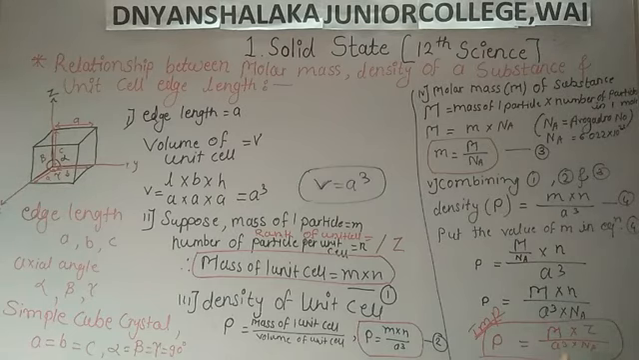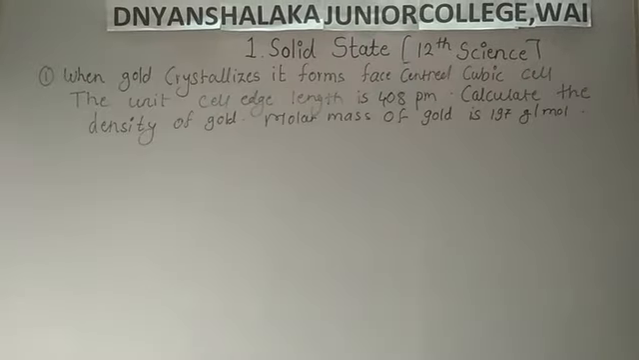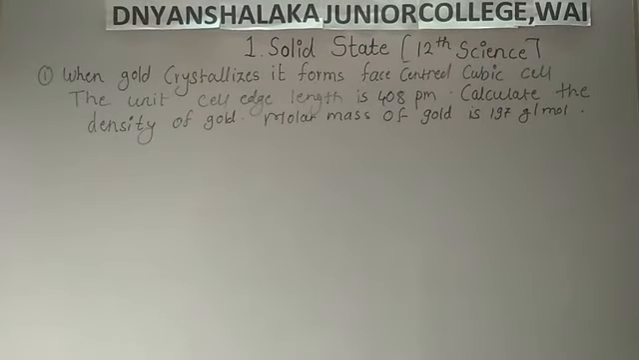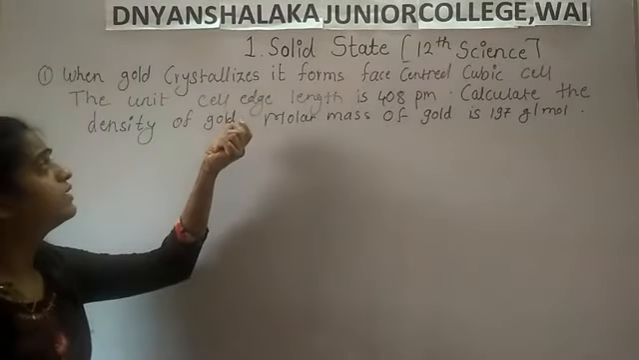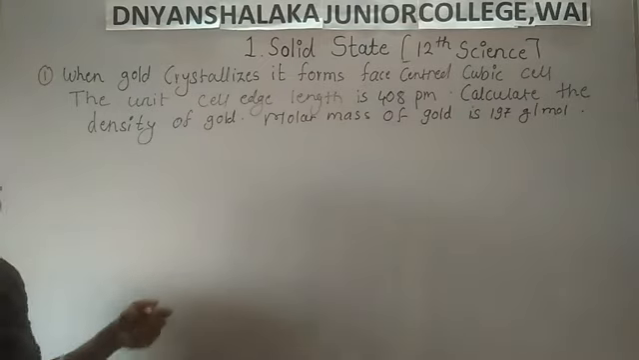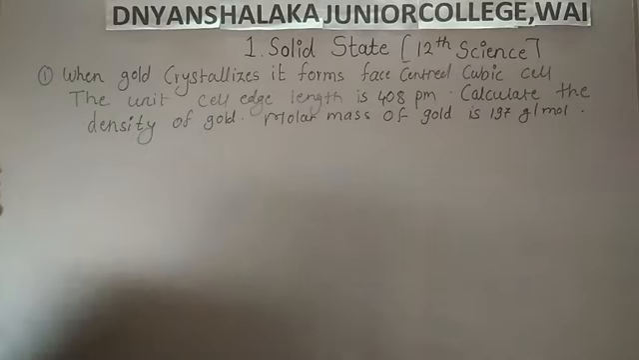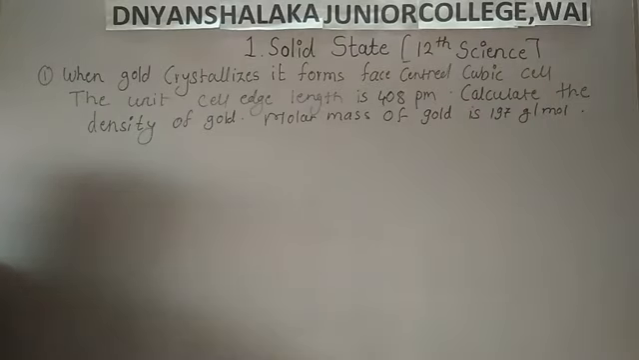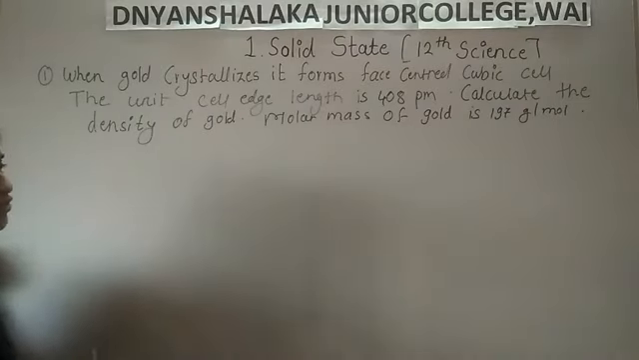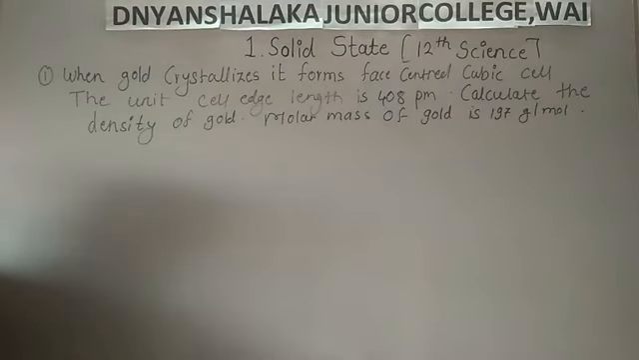So let us discuss and solve a different type of example. Next example: when gold crystallizes, it forms a face centered cubic cell. The unit cell edge length is 408 picometer. Calculate the density of gold, given the molar mass of gold is 197 gram per mole.